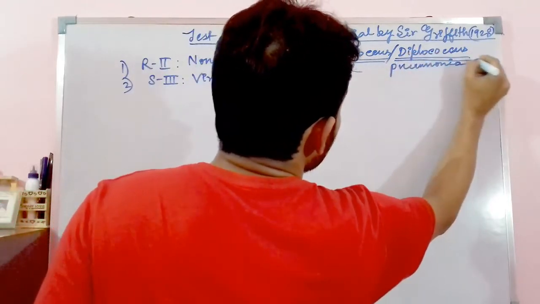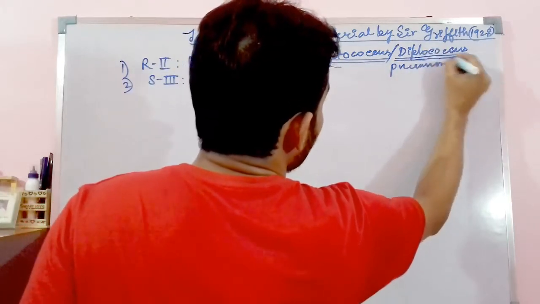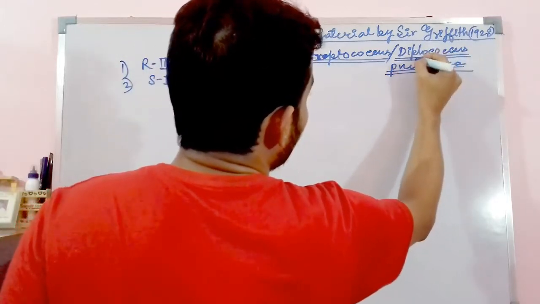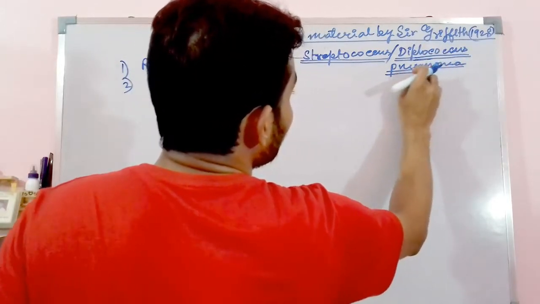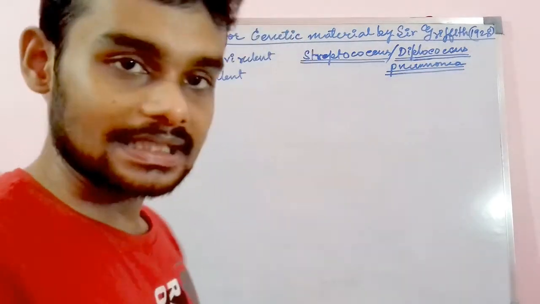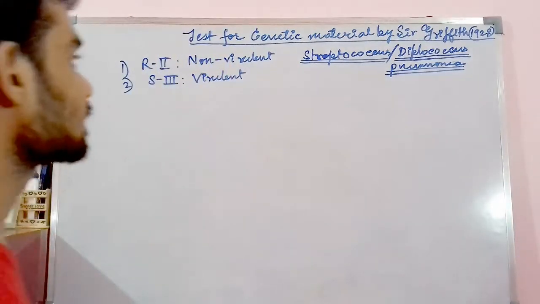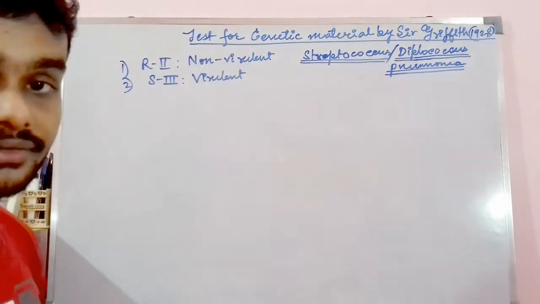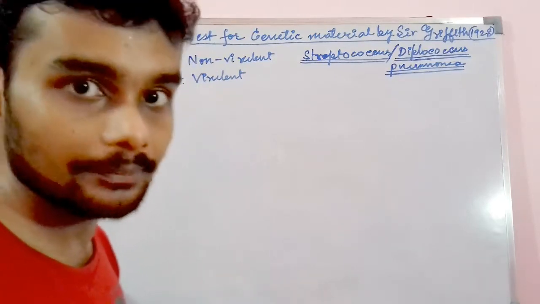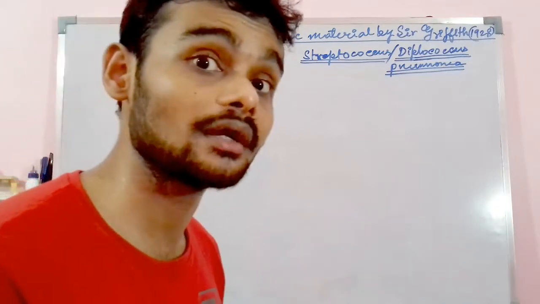This was the strain of the bacteria which he isolated from nature. In his course of experiment, he isolated these two strains from nature. The first one was non-virulent, that is non-pneumonia causing, not able to cause pneumonia. The second one was S3 type, virulent, which was pneumonia causing.